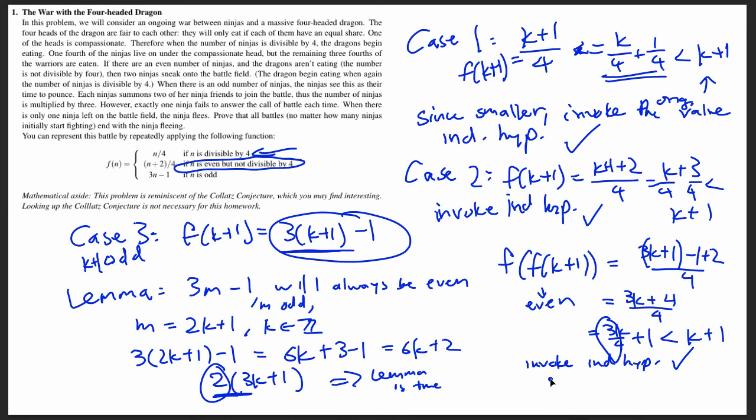And now we've proven that for the k plus 1 case, when we take the inductive step, we will always get a result that is smaller, and that smaller result will go to 1 based on the inductive hypothesis. And therefore, we have proven that all battles end with the ninja fleeing.